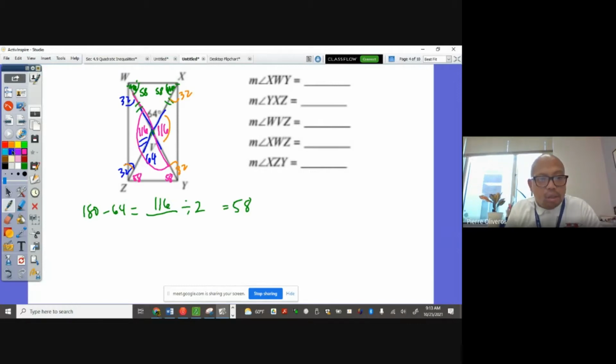Okay. If you notice without solving, what's 32 plus 58? 32 plus 58 will give you 90. And remember, the corners, the vertices of a rectangle are all 90 degree angles.